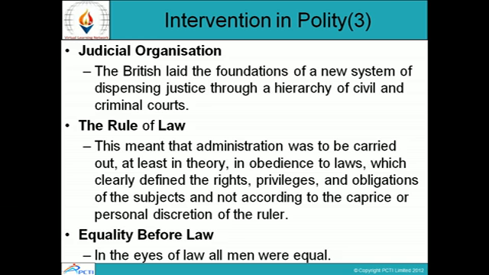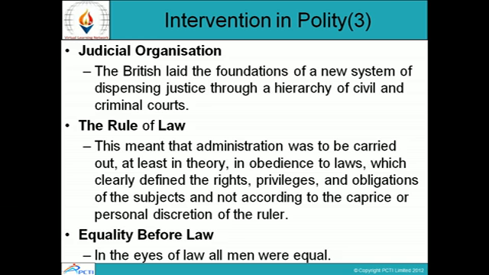The rule of law. This meant that administration was to be carried out, at least in theory, in obedience to laws which clearly defined the rights, privileges and obligations of the subjects and not according to the caprice or personal discretion of the ruler. If the rule of law has to be there, then it should be in accordance with the people's interests, their privileges as well as rights, not the personal discretion of the ruler.